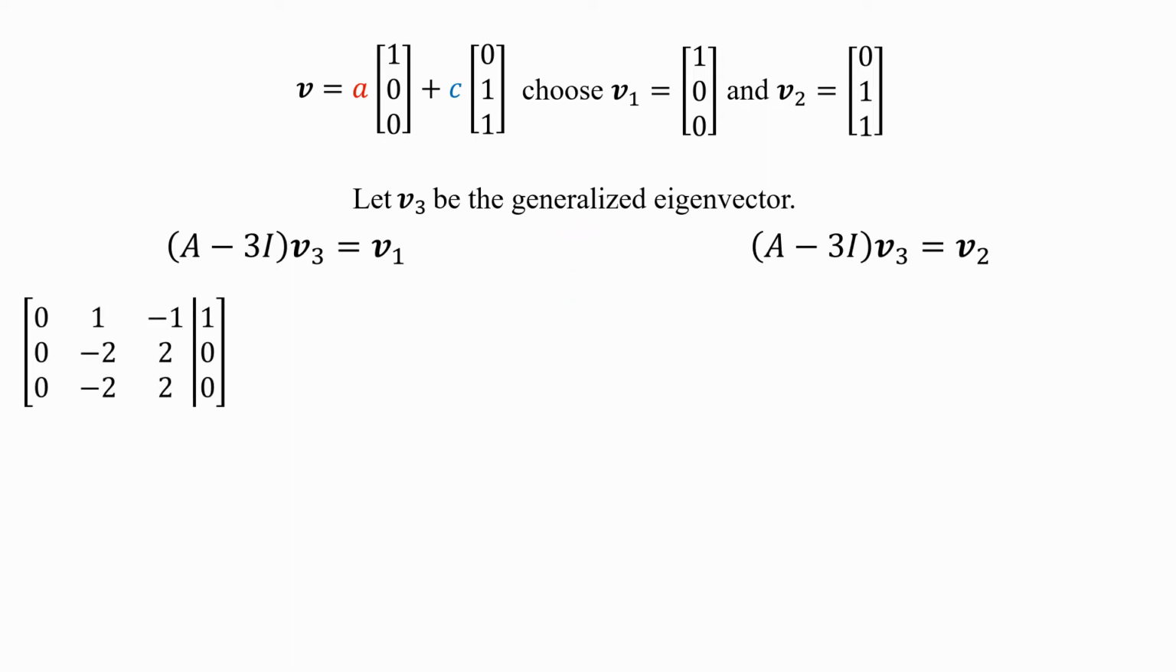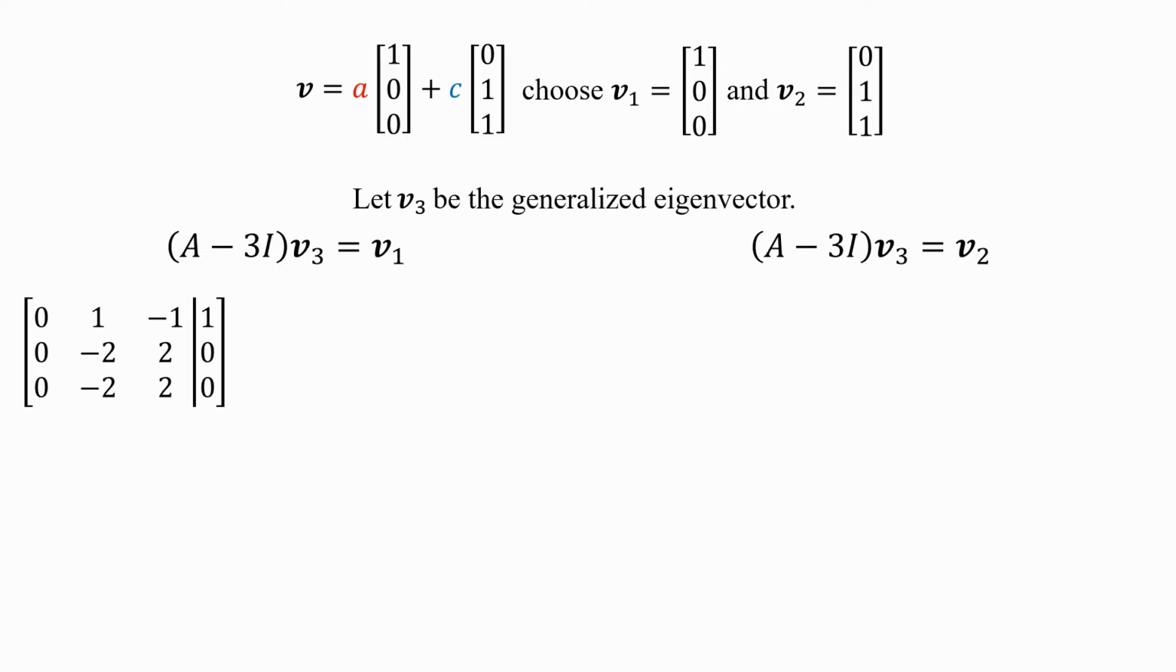So again, this is a linear system of equations. I'm going to use Gaussian elimination to find a solution. And notice this is an augmented matrix because this is equal to v1 on the right. It's not equal to the 0 vector, and v1 is not the 0 vector.